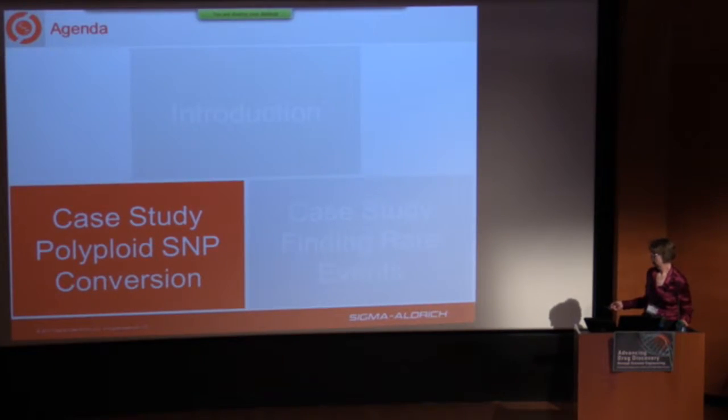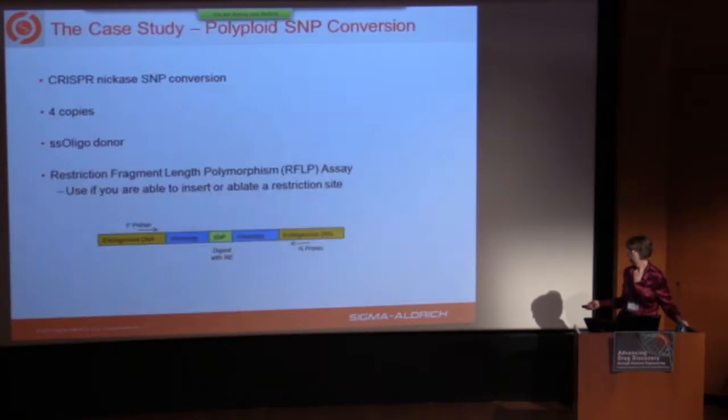So in the first case study, we were introducing a SNP mutation in a tetraploid cell line. And we were using the CRISPR paired nuclease technology, and we were using a single-stranded oligo donor. So in this case, we decided that RFLP would be an appropriate strategy. And this is a good strategy to use if you are able to insert or ablate a restriction site.